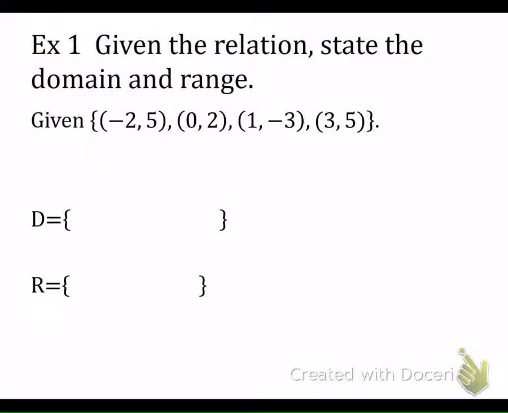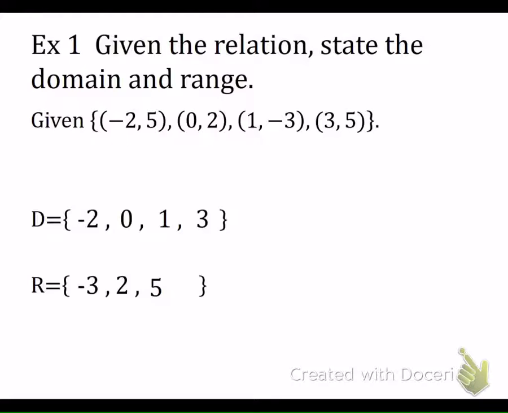So remember, the domain are all the x's. So -2, 0, 1, and 3. We always want to put those in order from smallest to biggest. They just happen to be in that order. But you can see on the range, they're not in that order. So the ranges are the y's. So like 5, 2, -3, 5. But you want to list them in order from smallest to biggest. So -3 is the smallest. Then what? 2, 5.